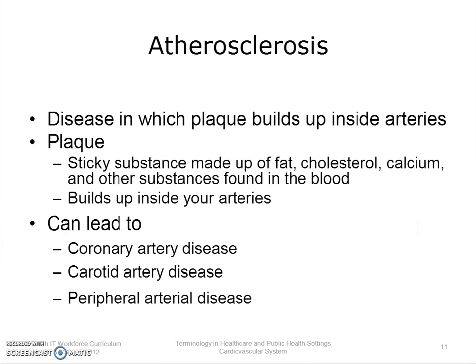The first major condition of the circulatory system that we will discuss is atherosclerosis. Atherosclerosis is a disease in which plaque builds up inside the arteries. Plaque is a sticky substance made up of fat, cholesterol, calcium, and other substances found in the blood. Over time, the plaque hardens and causes narrowing of the arteries. This, in turn, limits the flow of oxygen-rich blood to the body and can lead to serious problems. These problems include coronary artery disease, carotid artery disease, and peripheral arterial disease.